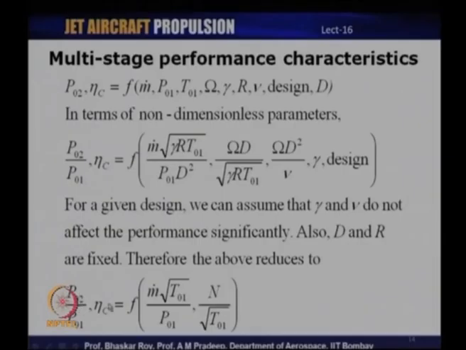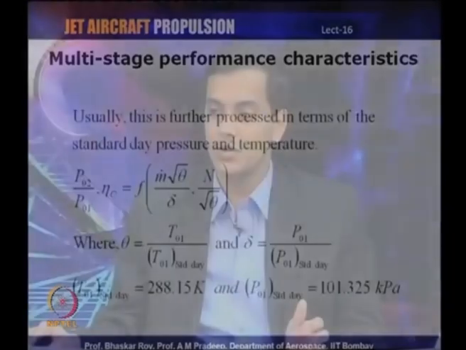So, the pressure ratio and efficiency of the compressor depend upon basically two parameters here, one corresponding to mass flow rate and the other corresponding to the rotational speed. Let us further reduce it in terms of standard conditions, which we will see, that is known as corrected mass flow and corrected speed. So, pressure ratio and efficiency as a function of mass flow rate times square root of inlet stagnation temperature divided by P01, and the speed, that is n times square root of T01.